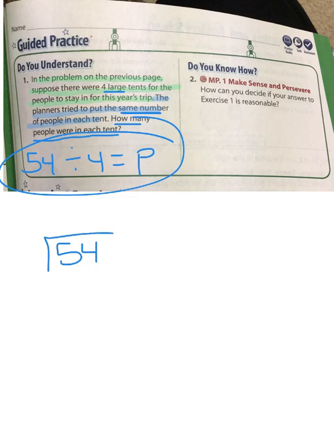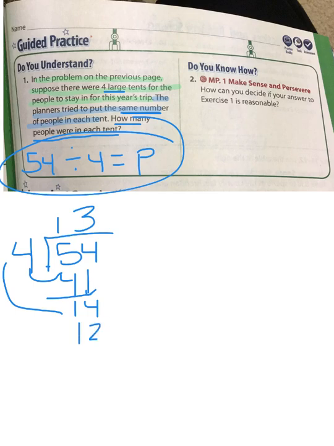division bar. There are 4 people to a tent, so 4 goes into 5 once. 4 times 1 is 4. We're going to subtract and bring down our 4. 4 goes into 14 3 times. 4 times 3 is 12. So I'm going to have a remainder of 2.